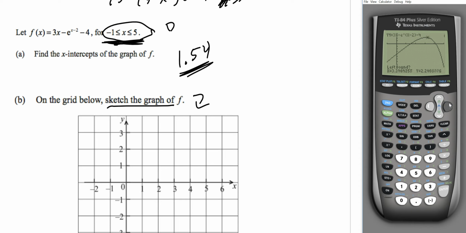Now we're going to the other one. Again, the way this works, you go to your 0 and go low left. Left bound, hit left a couple times. Like literally hit left a couple times. Then you go to your 0 and go right a couple times. That's the way it works. Hit enter. 4.13, right? Round it to 3 sig figs. 4.13.